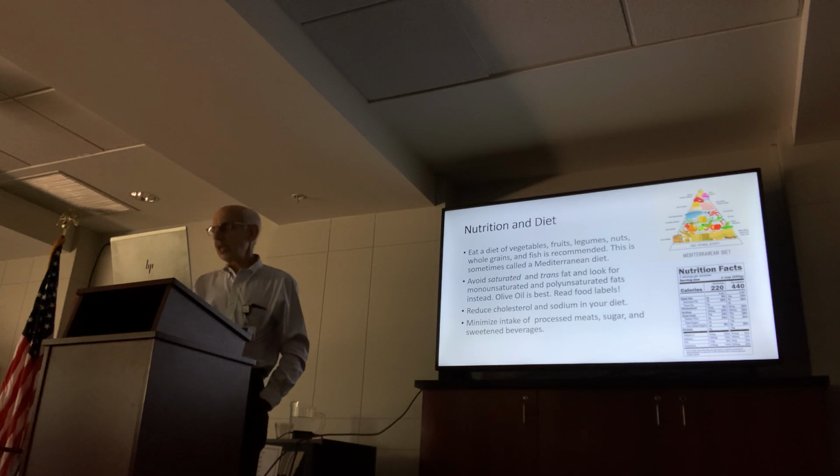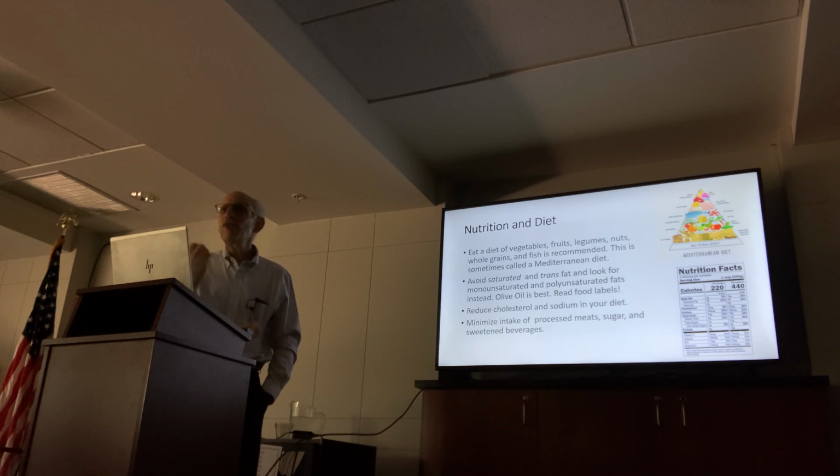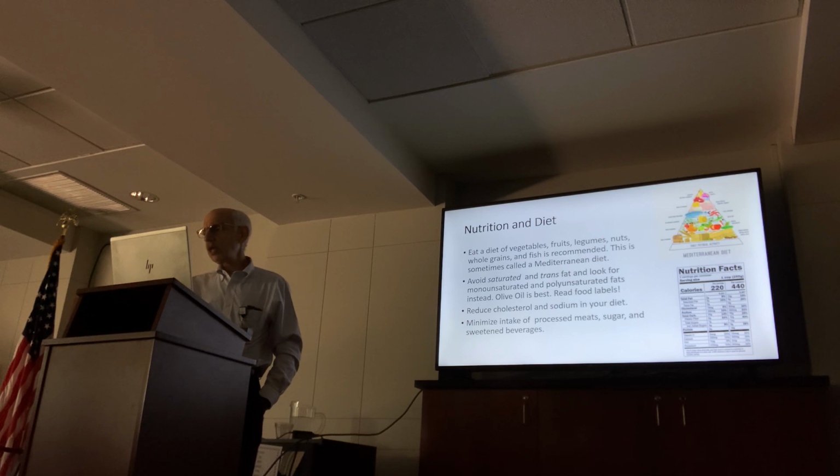This is just an example of a food label, and it can be very confusing. It talks here on the top of the total number of calories, and I wouldn't worry so much about the number of calories, but what's in those calories. That's what's shown underneath. So here the 220 is per serving, and the 440 is per container.